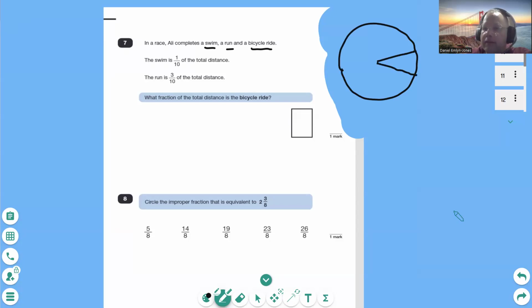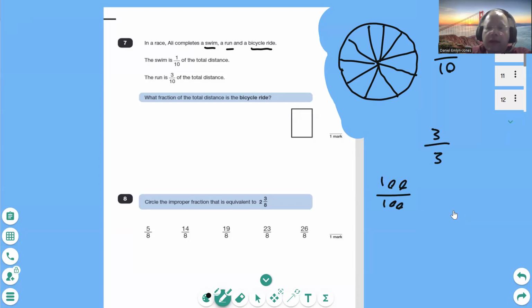Now, can I do tenths as the question? 4, 5, 6, 7, 8. Oh, not bad. 1, 2, 3, 4, 5, 6, 7, 8, 9, 10. That's all right, isn't it? Yeah. Okay. So that's 10/10 in a whole. If this were thirds, it would be 3/3. If it was hundreds, it'd be 100 hundredths. You've got the same number on the top and the bottom, so 10/10.